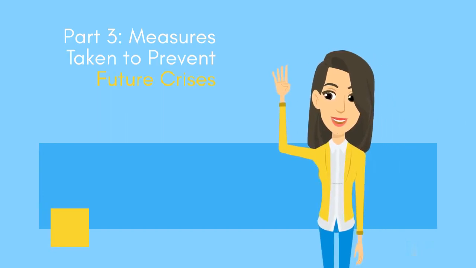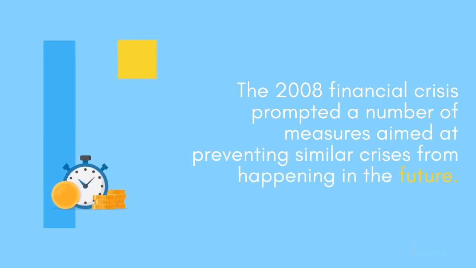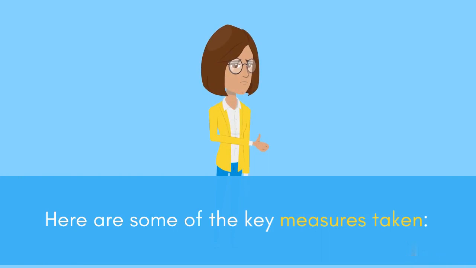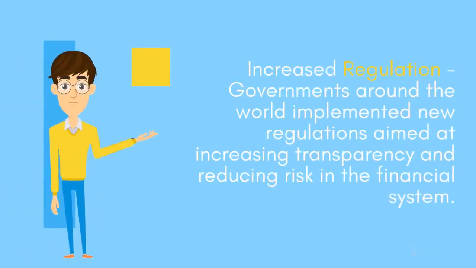Part 3: Measures taken to prevent future crises. The 2008 financial crisis prompted a number of measures aimed at preventing similar crises from happening in the future. Here are some of the key measures taken. Increased regulation. Governments around the world implemented new regulations aimed at increasing transparency and reducing risk in the financial system.